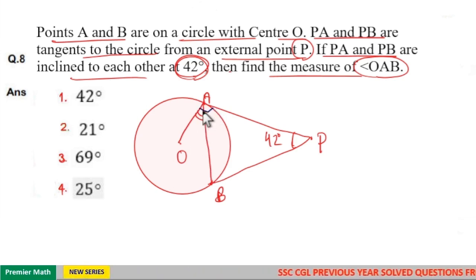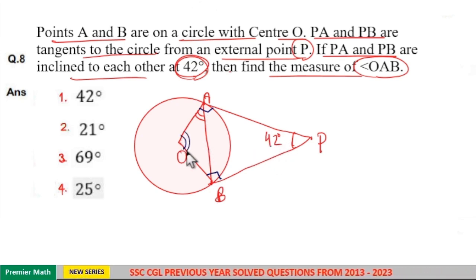Now you can see this angle is 90 degrees. Same way, this OB is also a radius. Then OB makes 90 degrees with the tangent PB. Now you can see this one is a quadrilateral. The sum of angles of a quadrilateral is 360 degrees. These two angles are 90 plus 90, 180 degrees, and the third angle is 42 degrees.